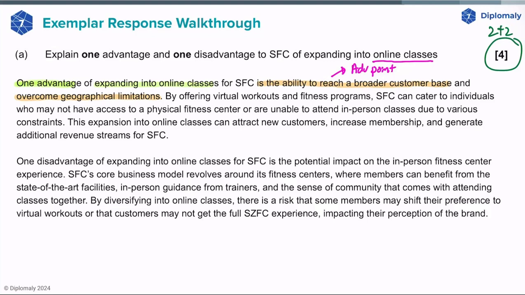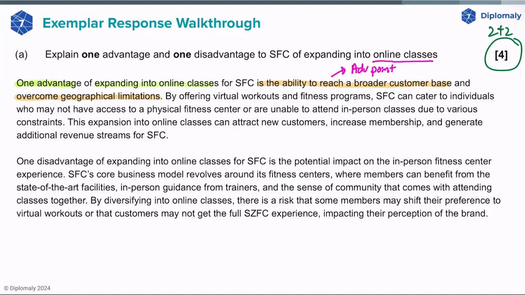So this is a benefit for SFC because now their customer base can be bigger because they can reach out to a broader customer base that is outside of their city or outside of their country. Because anyone who has access to the internet would then be able to purchase their online classes. So that is the advantage point, that is very, very clear. So it is related to strategy because it is about growth, but it's also looking at, for example, the marketing implications of having online classes for a company like a fitness center.